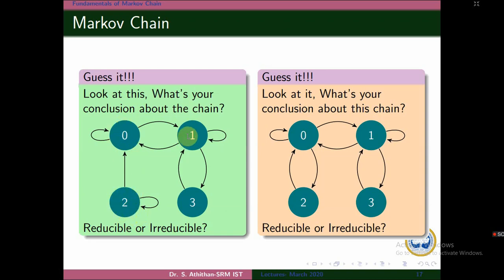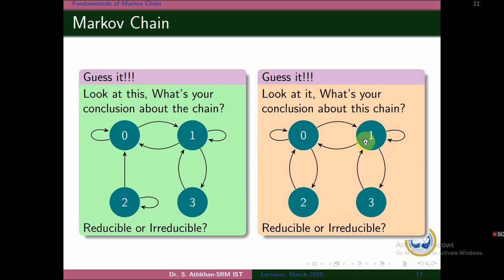But 0, 1 and 3 form a different class because they communicate with each other. 0 to 3 you can go through 1: 0, 1, 3 and 3, 1, 0. So they are all connected to each other and form a separate class, and 2 forms a separate class. So two different classes are there, so it is reducible, not irreducible.